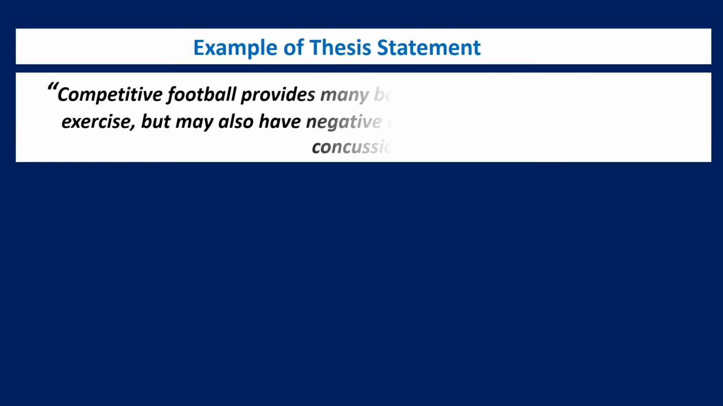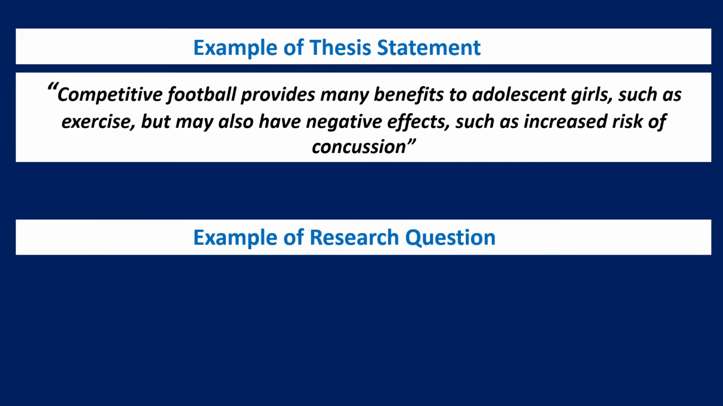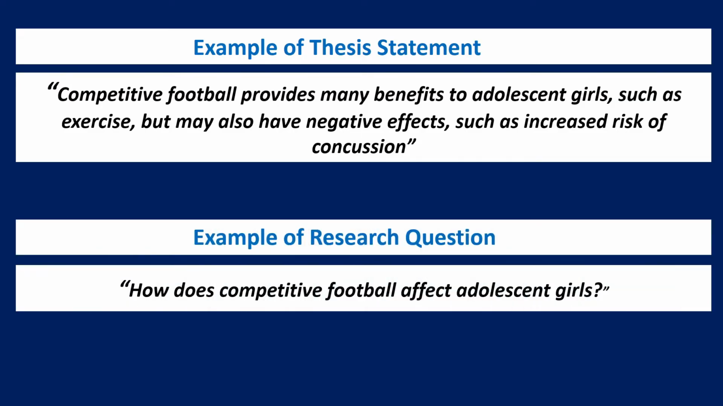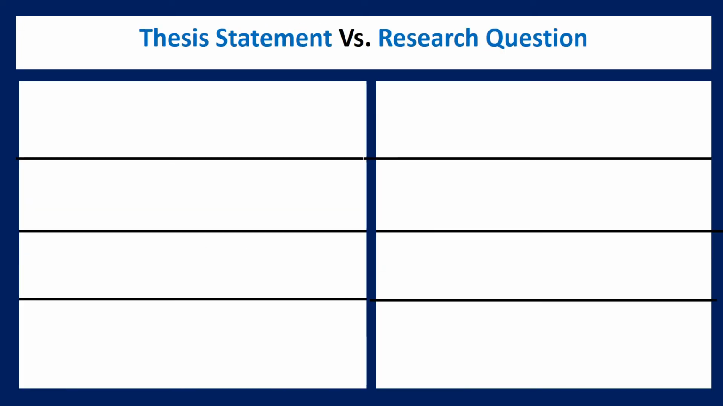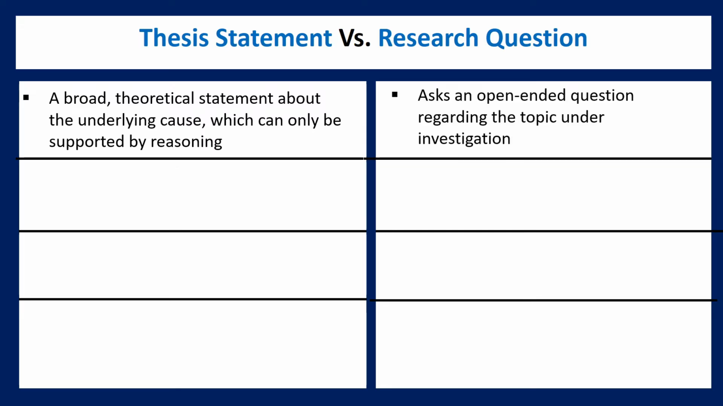Example of a thesis statement. Competitive football provides many benefits to adolescent girls such as exercise, but may also have negative effects such as increased risk of concussion. Example of a research question. How does competitive football affect adolescent girls? Thesis statements versus research questions. A thesis statement is a broad theoretical statement about the underlying cause which can only be supported by reasoning, whereas a research question asks an open-ended question regarding the topic under investigation.